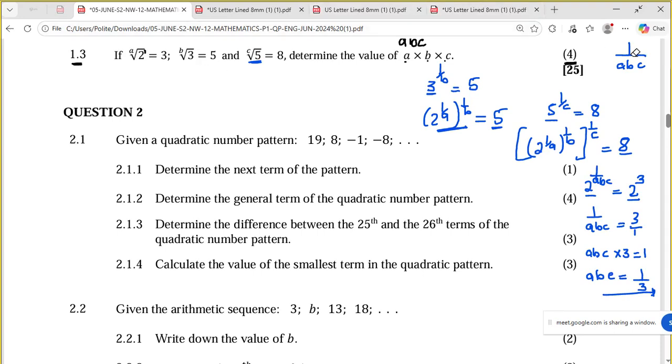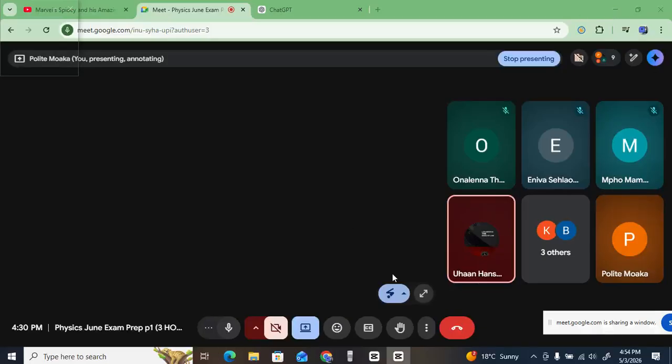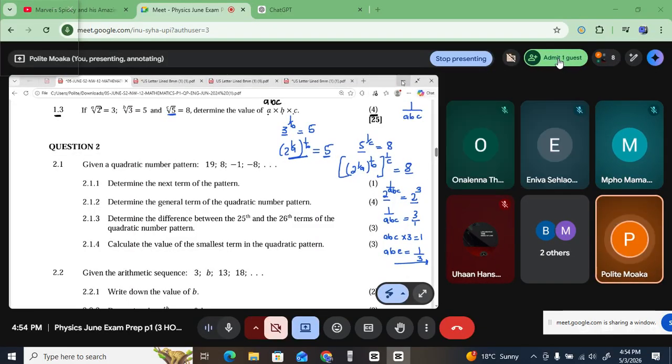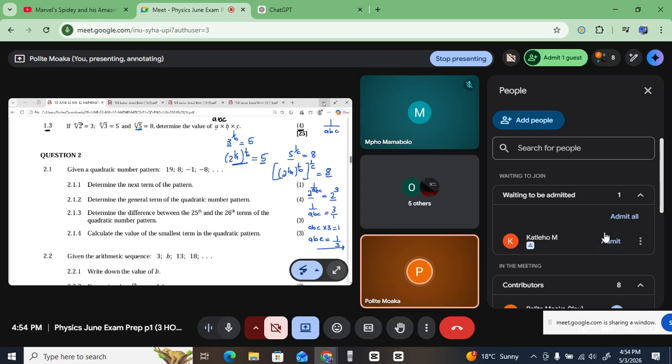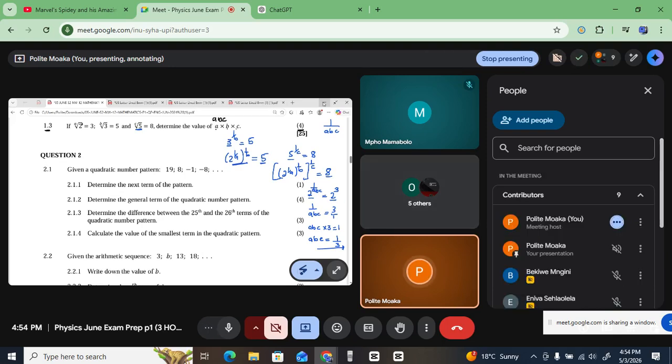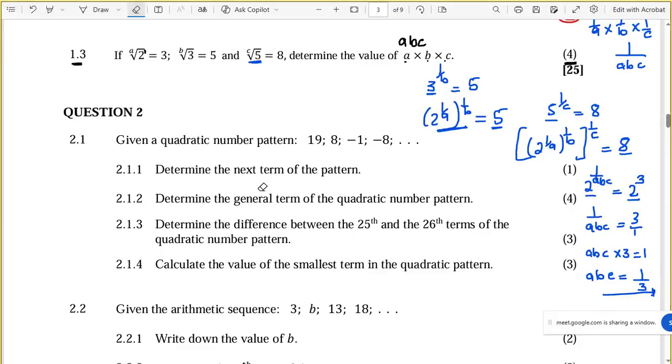You understand now? Yes. You know one thing about this type of questions: these questions, guys, change every time. Every year, 1.3, you'll get a different 1.3.